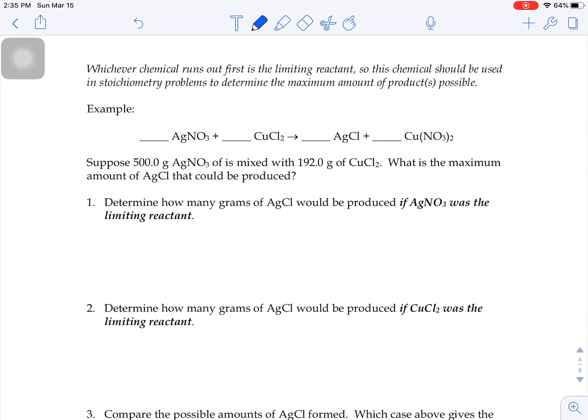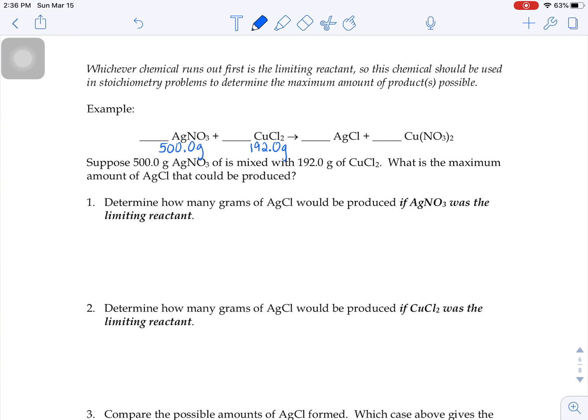Today we're going to look at one more example of a limiting reactant problem. We're going to be reacting 500 grams of silver nitrate with 192 grams worth of copper 2 chloride. Just like in the example up above that we were looking at with cookies, you can't just assume that because there's 192 grams of copper 2 chloride and 500 grams of silver nitrate that the copper 2 chloride is a limiting reactant. The only way you really know is by doing two different stoichiometry problems where you compare both of those reactants to the same product.